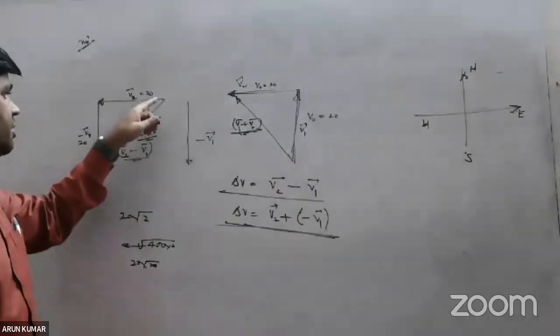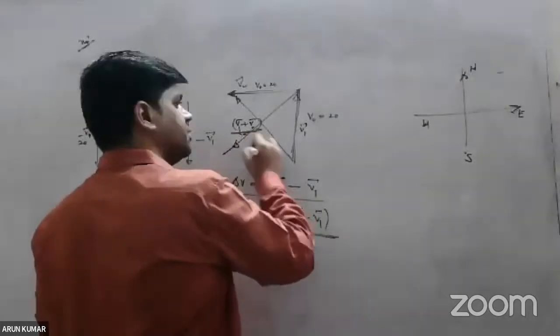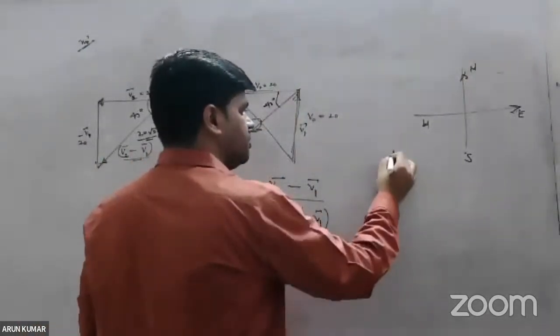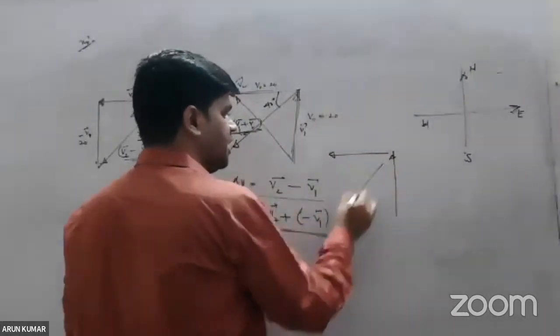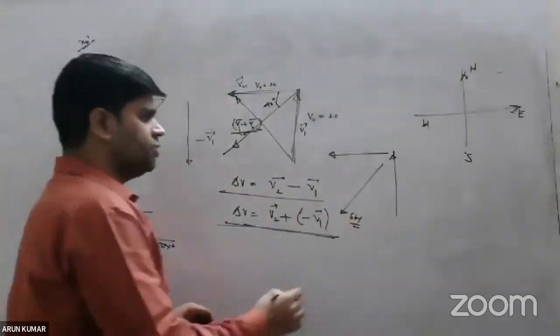But what is the direction of the change? At an angle of 45 degrees, towards southwest. It was going towards north, it went towards west, so the change is towards southwest. Delta V is towards southwest.